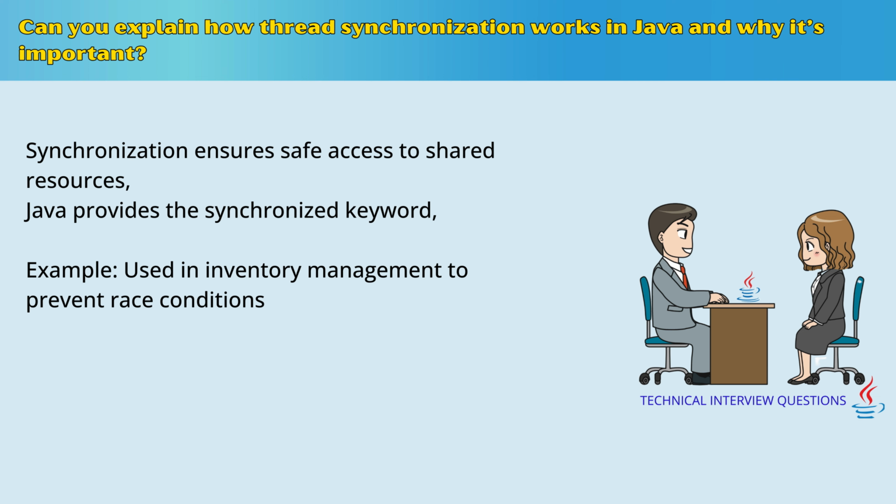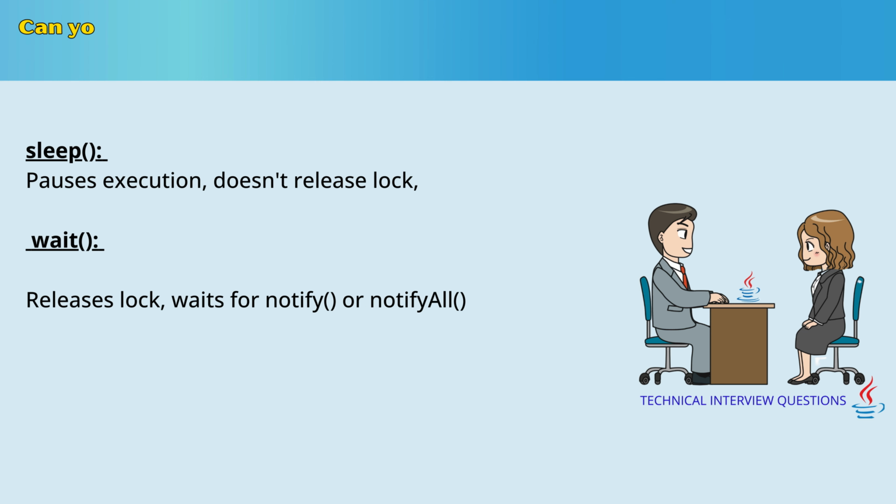For example, in the e-commerce project I mentioned earlier, when multiple threads were updating the inventory, I used synchronized blocks to lock the inventory object. This ensured that only one thread could modify the inventory at a time, preventing issues like overselling of products. Synchronization is crucial in scenarios where multiple threads interact with shared resources, as it helps maintain data integrity and prevents hard-to-debug issues like race conditions. Exactly, synchronization is key to maintaining consistency.